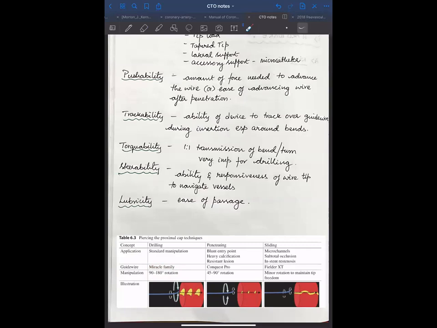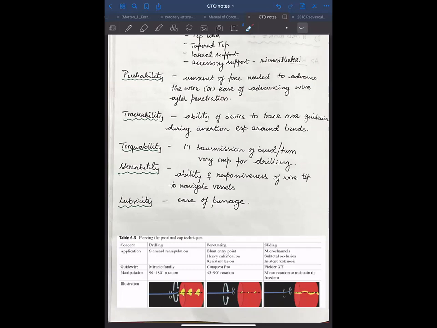So if you have a semi-hard proximal cap, then you can use intermediate guide wires like a Miracle family or Pilot 200 for the drilling technique. And as I told you in the previous picture, this primary curve here is very important. If you have a shaping ribbon, it will let you keep the shape as you course through this hard material for the drilling technique.